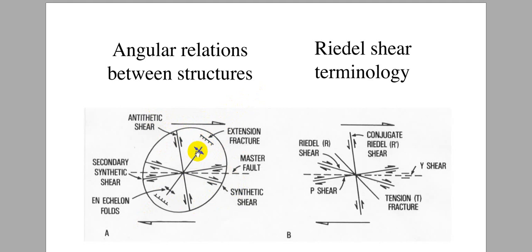So normal to extension, some normal fractures will be developed, and normal to compression, some reverse faults or reverse fractures or shear will develop in this way. Also folding will be perpendicular to the direction of compression.